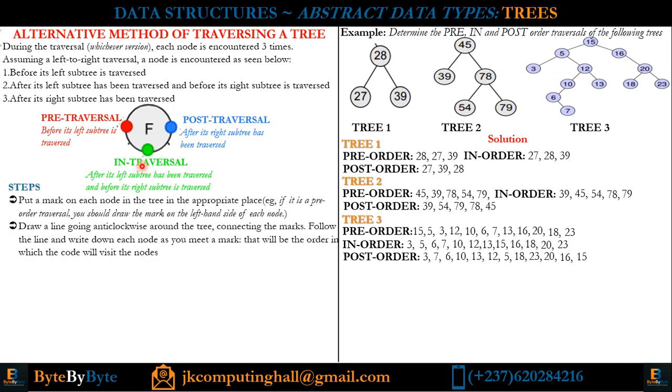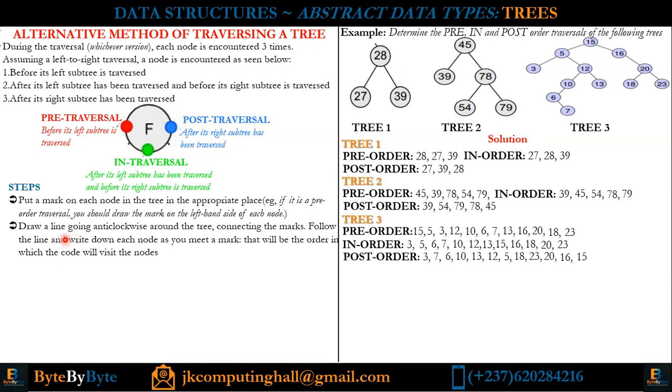Now, the steps. Put a mark on each node in the tree in the appropriate place. For example, if it is pre-order traversal, you should draw the mark on the left-hand side of each node, as you can see. So if you are doing a pre-order, the mark should be on the left of the node. If it is in-order, in the middle, as you can see. And if it is post-order, it should be to the right.